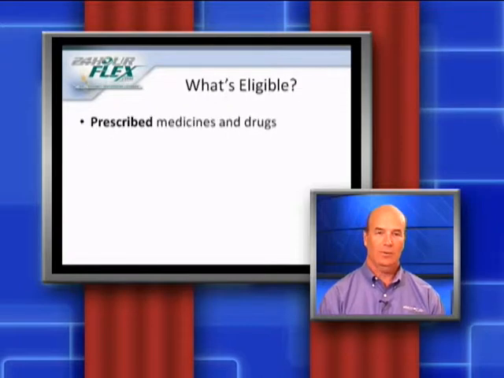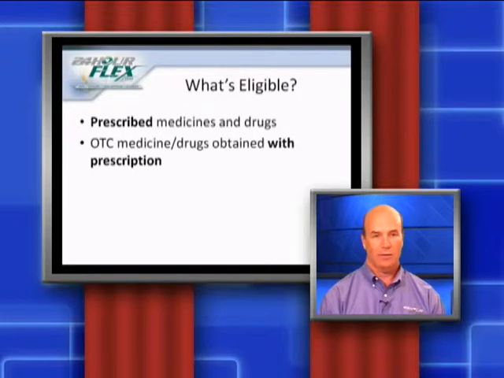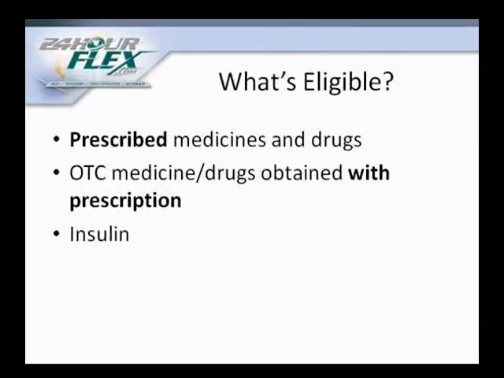So what is eligible effective January 1st? Prescribed medicines and drugs continue to be eligible. Over-the-counter medicines and drugs obtained with a prescription. Insulin is always eligible. And then over-the-counter medical supplies. So you need to distinguish between a medicine or drug and a medical supply.